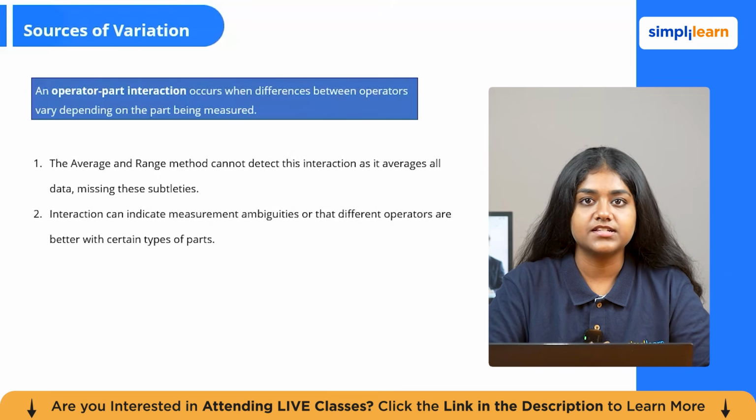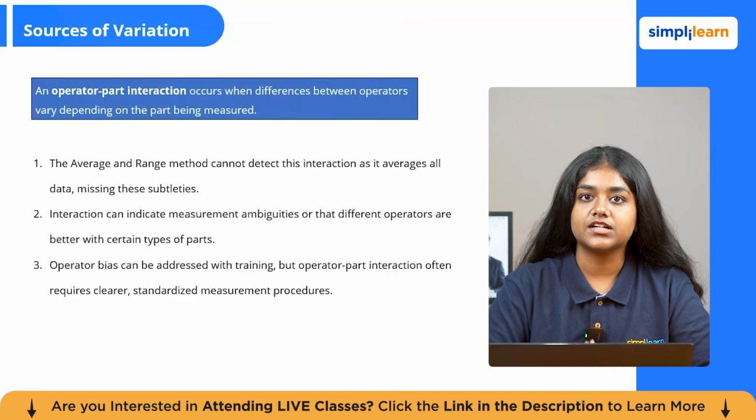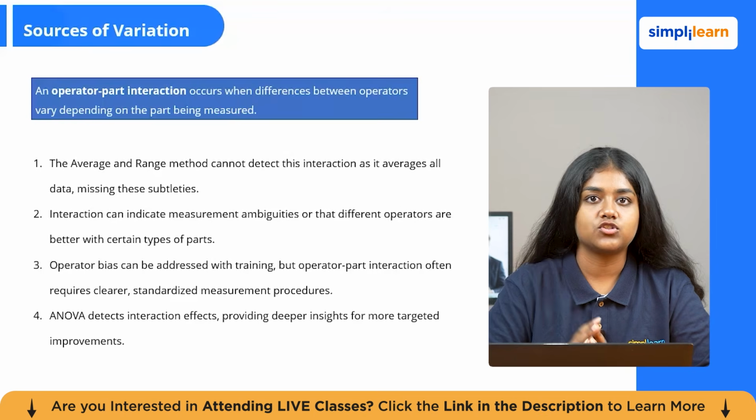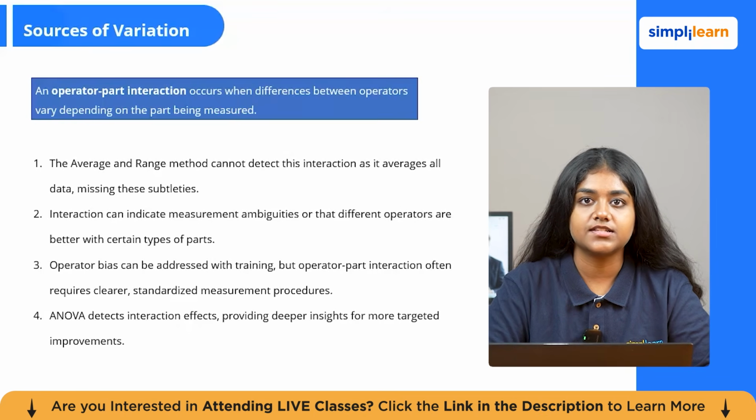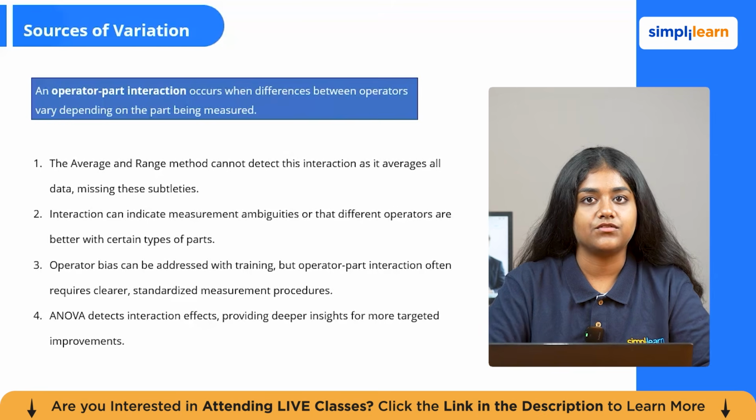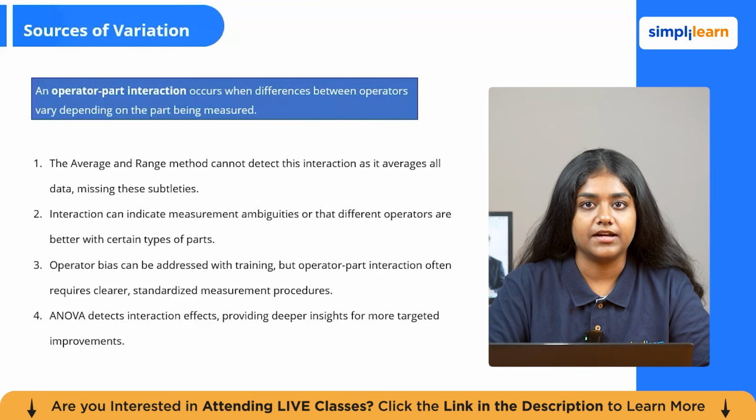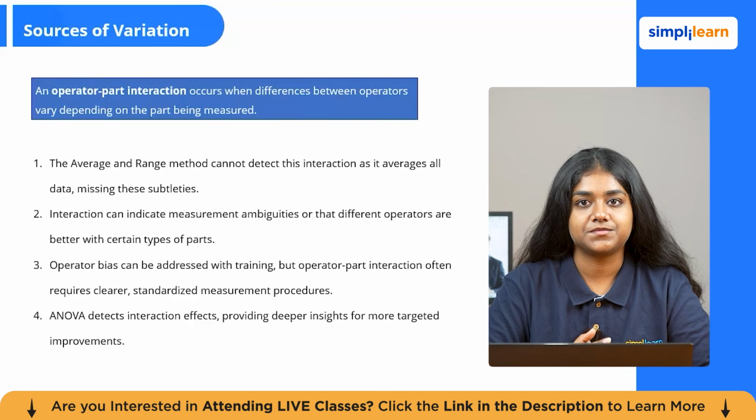Identifying interaction effects is important because the remediation is different. Training can fix a consistent operator bias, but operator-by-part interaction often requires clarifying or standardizing the measurement procedures so all the operators handle all parts consistently. The effect on measurement results is that undetected interactions inflate the apparent repeatability error in the average and range method, giving you a misleading picture of where the problem lies. ANOVA separates it out, giving you a truer picture.